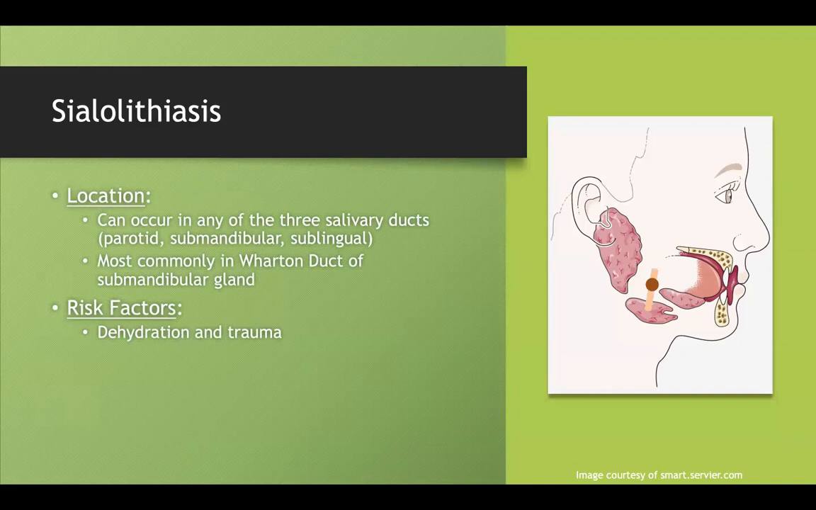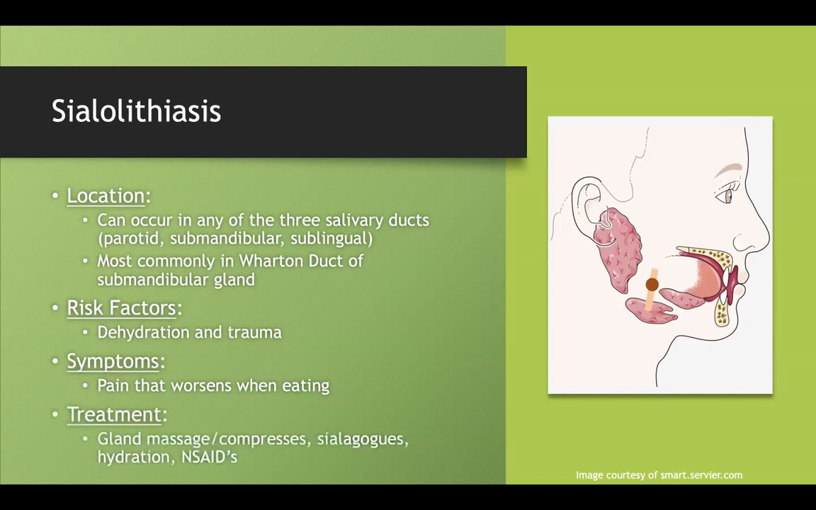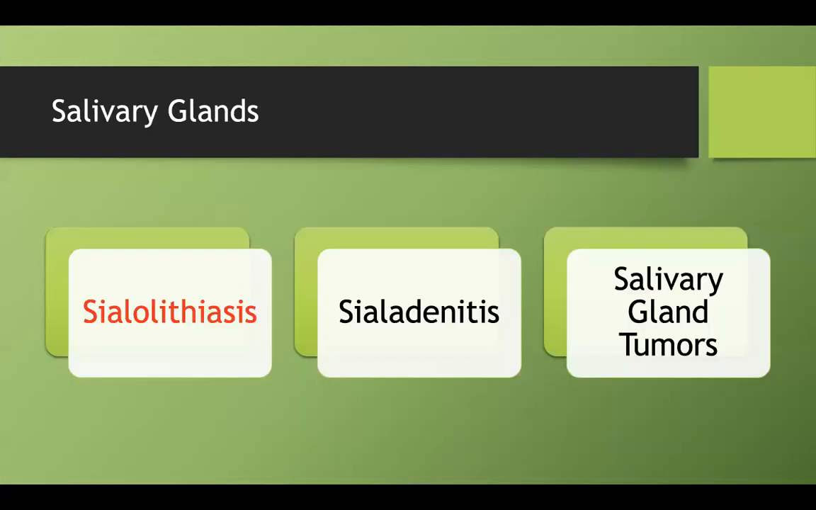You can have local trauma that might injure a part of the duct, and then a stone can start to form there. And your symptoms are going to be pain that worsens with eating. That should make sense. As you eat, you produce more saliva. So all that stuff is going to push against that stone and cause inflammation because it can't get through. And you treat it with a few different things. You can massage it. You can give hydration, makes sense. And you could also give pain support.